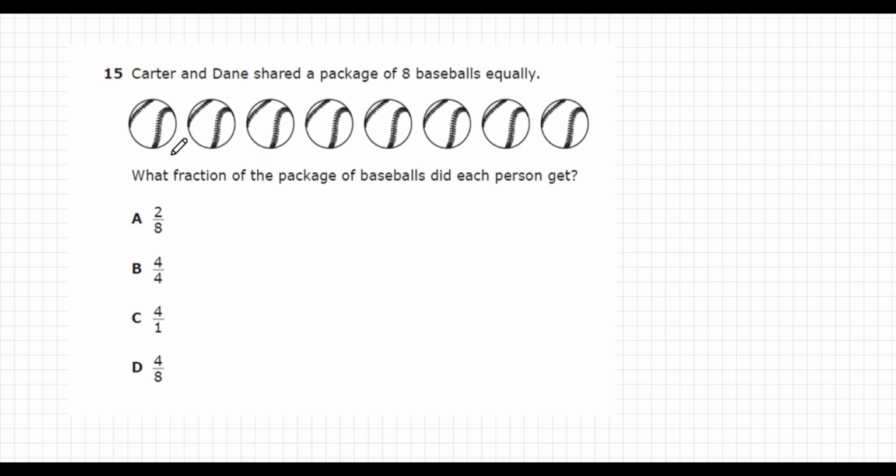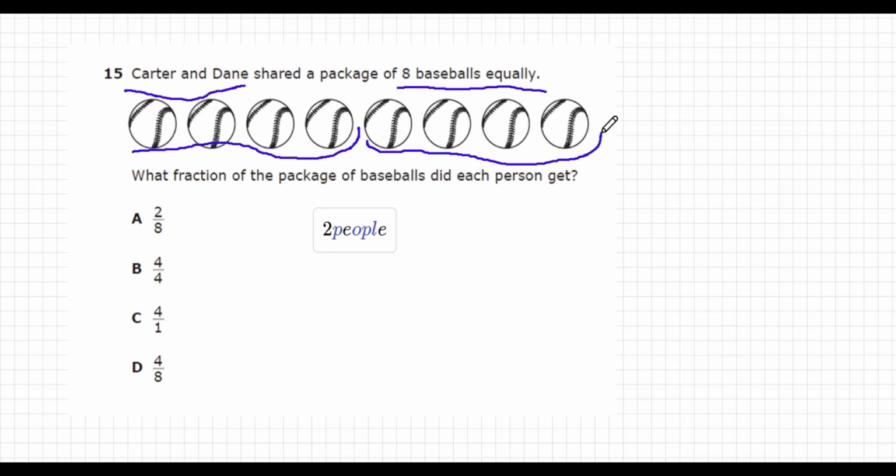Question number 15. Carter and Dane shared a package of 8 baseballs equally. What fraction of the package of baseballs did each person get? Two people shared a package of 8 baseballs equally, so each got 4 baseballs. The fraction represents 4 out of 8. Therefore, D is the correct answer.